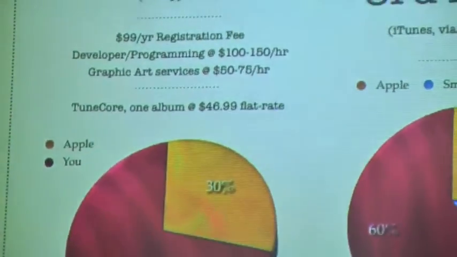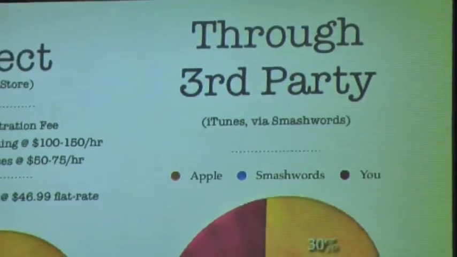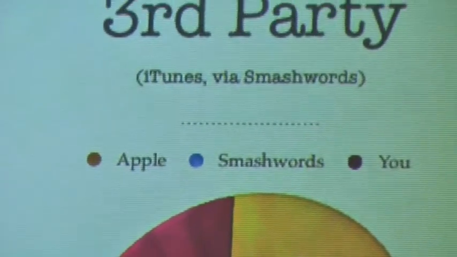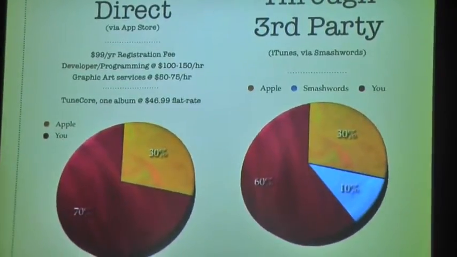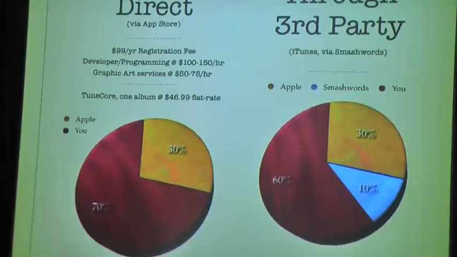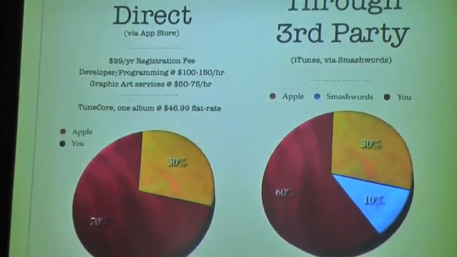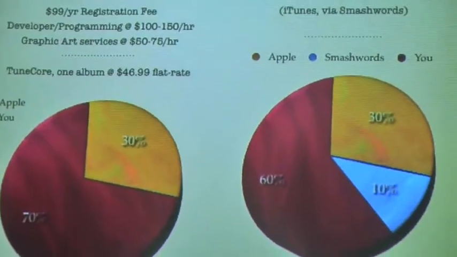Apple takes 30%. This is just for everything they do. 30%, 70% goes to the developer. If you're going through a third party, they'll take their cut. In this case, from Smashwords, your actual takeaway is 60%. So Smashwords will take a little chunk out of that. And that's fairly common. If it's not a flat rate, it's within.